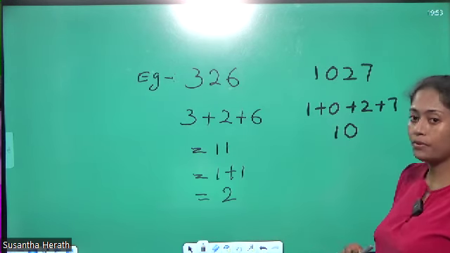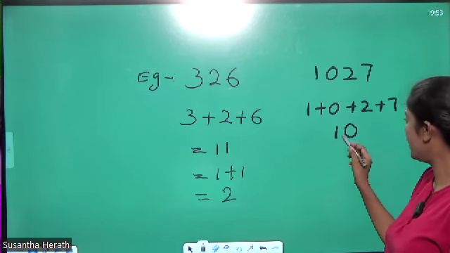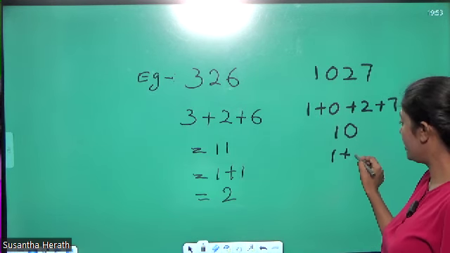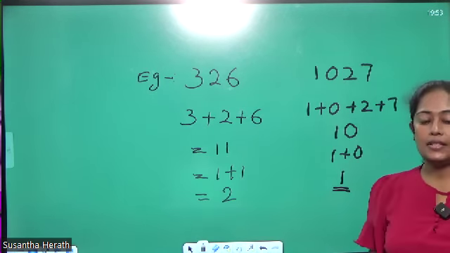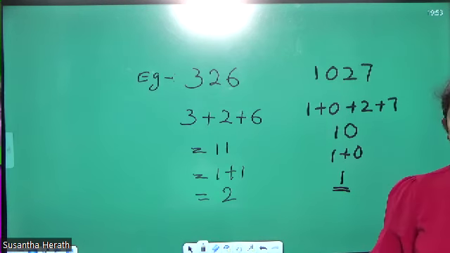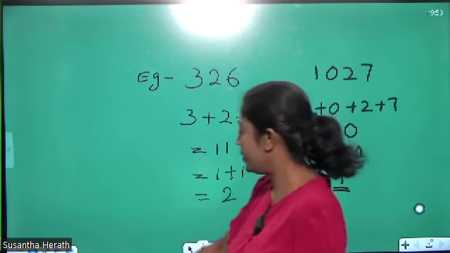But we have to find the answer as 1 digit. Then 1 plus 0, again answer is 1. Then the digital root of this number is 1. Okay, have you got the idea now? Yes, teacher. Then we'll move to the next part.